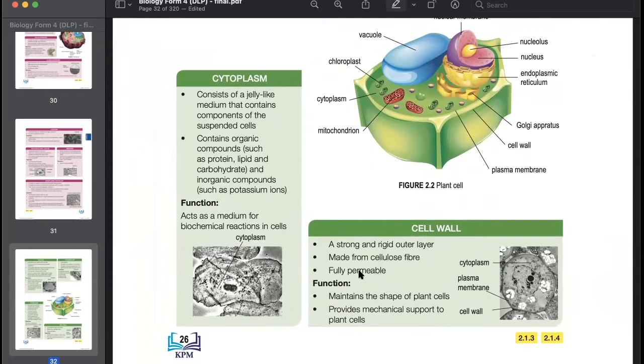Macam plasma membrane, dia partially permeable, ingat tak cikgu ajar tadi. Tapi kalau cell wall, fully permeable. Maksudnya apa-apa saja boleh masuk. Tapi dia ada tapisan kedua. So apa? Dia ada plasma membrane, which is partially permeable. Okay, apa fungsi dia? Maintain the shape of the cell and provide mechanical support to the plant. Okay, I think this one is very straightforward.